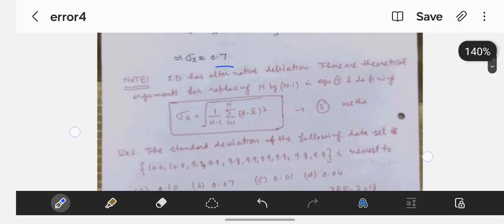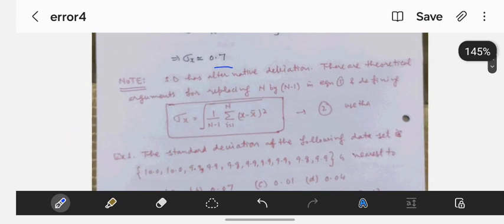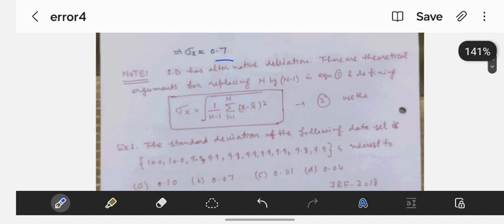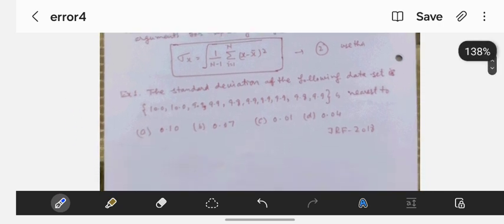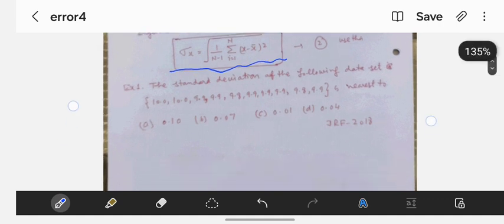Standard deviation has an alternative derivation. There are theoretical arguments for replacing n by n minus 1. Meaning in physics, when we take all the observations and record and plot them, we find that if we divide the sum by n minus 1, where n is the number of observations, then we will get a more accurate result theoretically. That's why we use this formula wherever, in the NET exam or any exam, it is asked to calculate the standard deviation in physics. Then you will use this formula, divide by n minus 1. Okay, so just remember this.